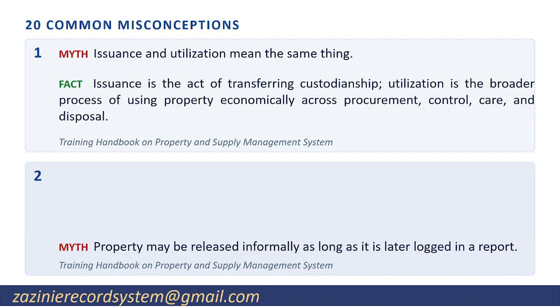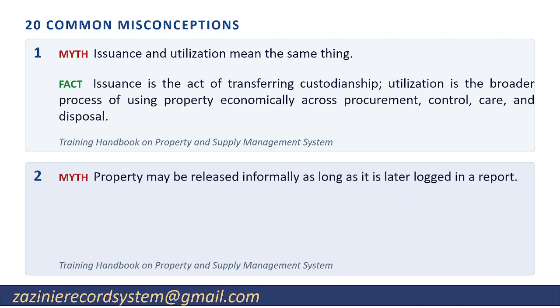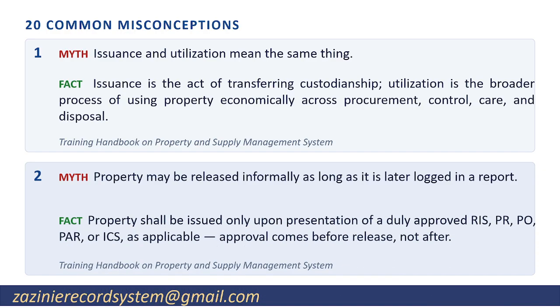Number 2. Myth. Property may be released informally as long as it is later logged in a report. Fact. Property shall be issued only upon presentation of a duly approved RIS, PR, PO, PAR, or ICS, as applicable. Approval comes before release, not after. Next slide.